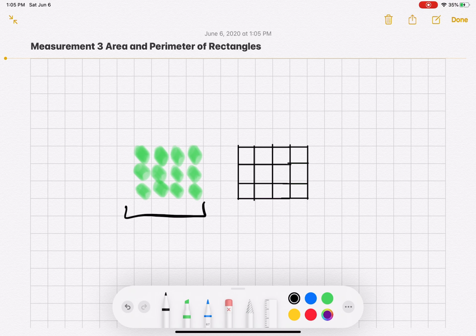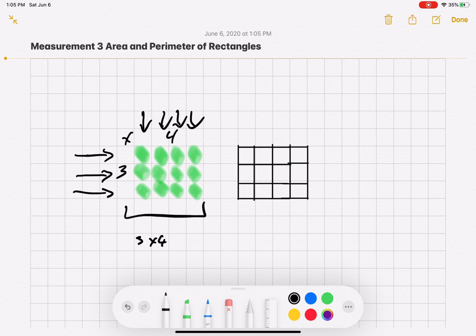And so I have an array that has 3 rows, right? And 4 columns. Okay, and if we remember how we wrote this as a multiplication sentence, right? So this would be represented as 3 times 4.